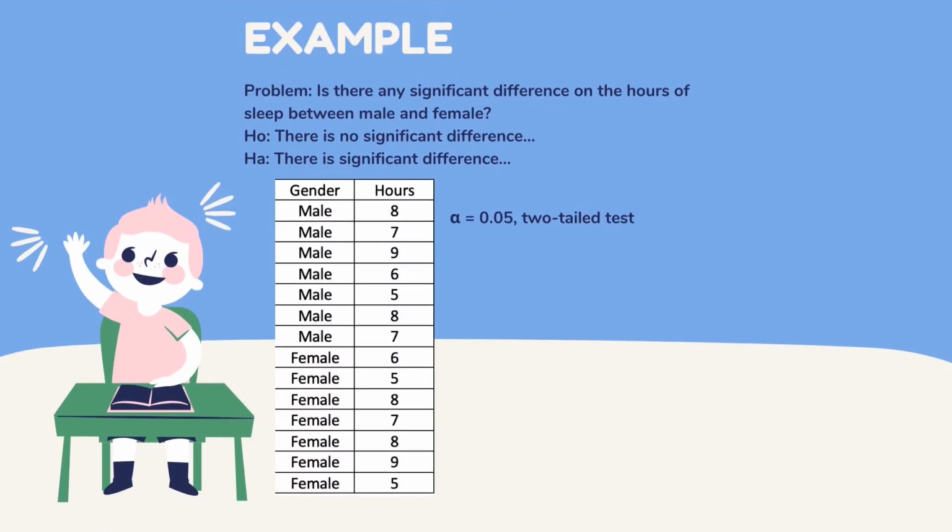An example problem we have: is there any significant difference on the hours of sleep between female and male? Our null hypothesis would be there is no significant difference on the hours of sleep between male and female, while our alternative hypothesis is there is a significant difference on the hours of sleep between male and female. The independent variable is gender, with our samples being male and female. The dependent variable is the hours of sleep. Our alpha would be 0.05 in a two-tailed test.